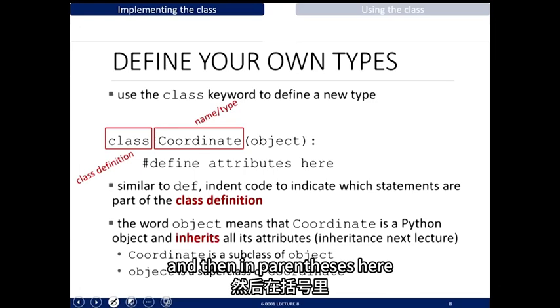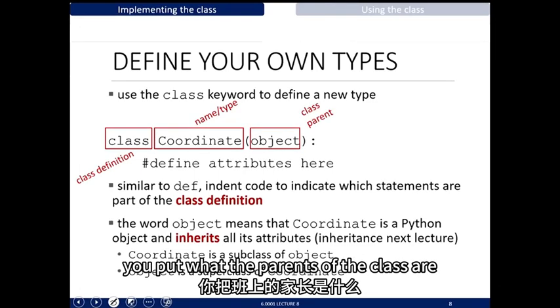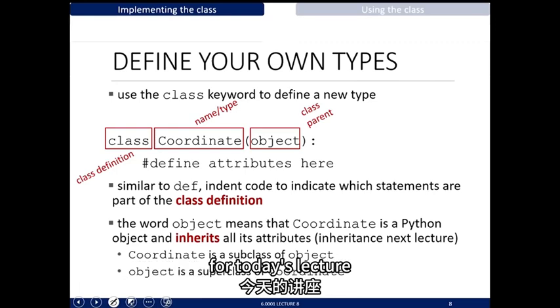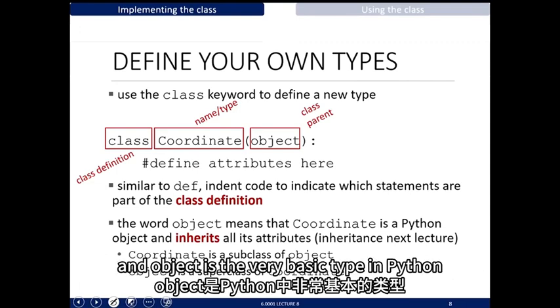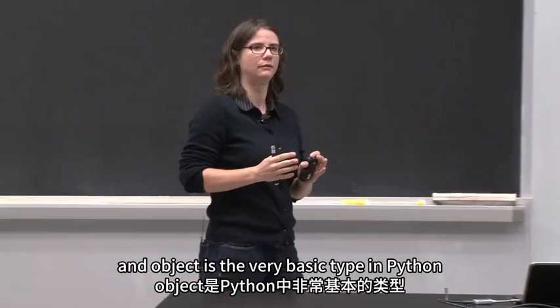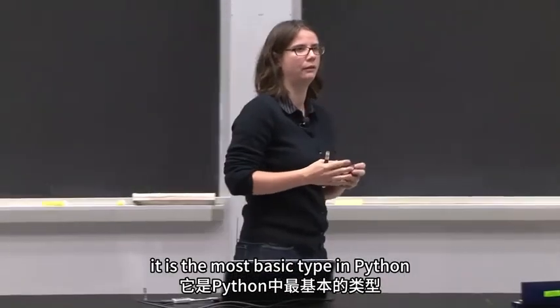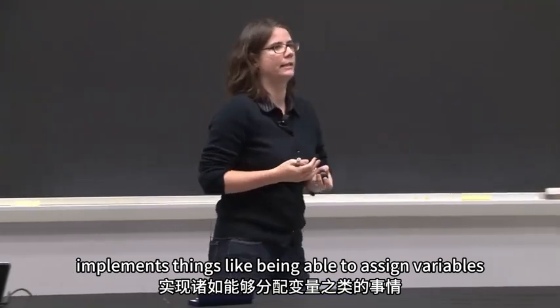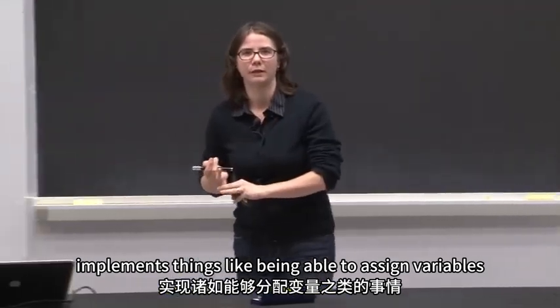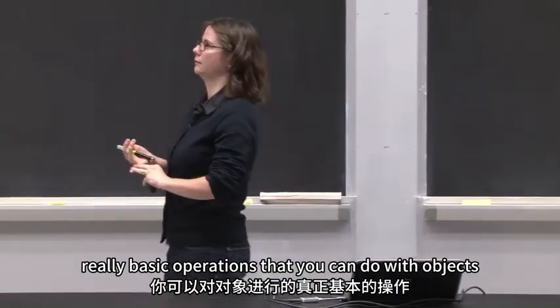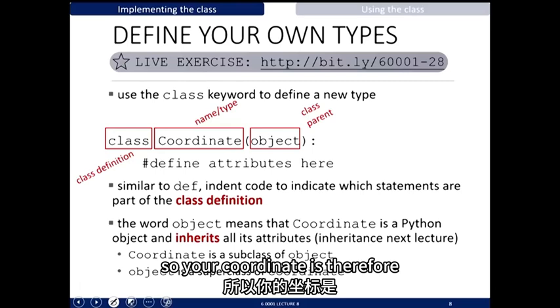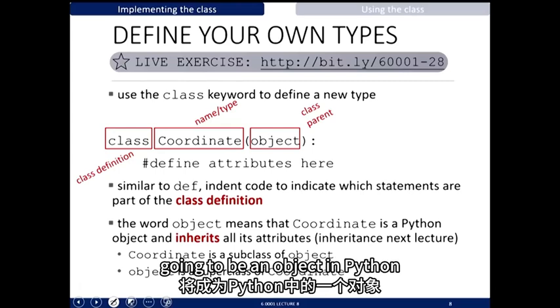Then in parentheses, you put what the parents of the class are. For today's lecture, the parent of the classes is going to be this thing called object. An object is the most basic type in Python, and it implements things like being able to assign variables, really basic operations. So your coordinate is therefore going to be an object in Python.